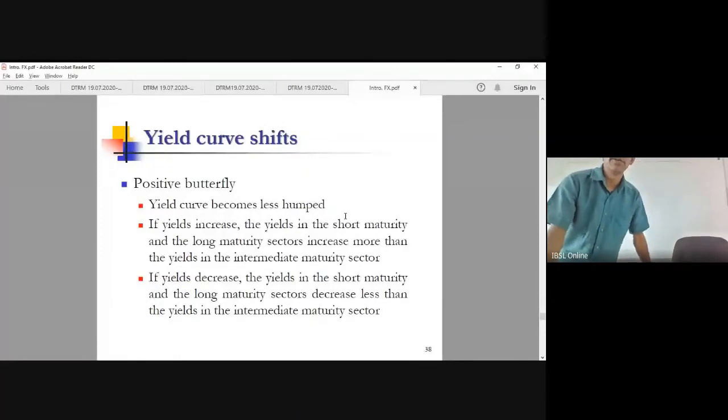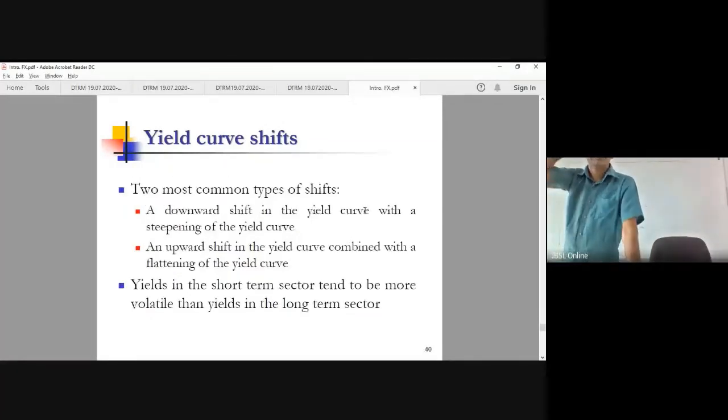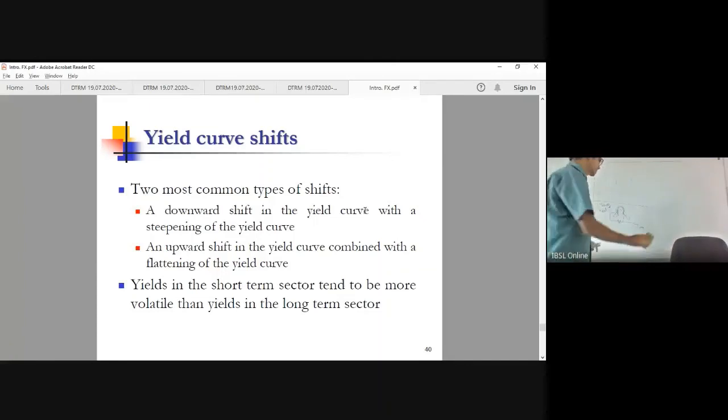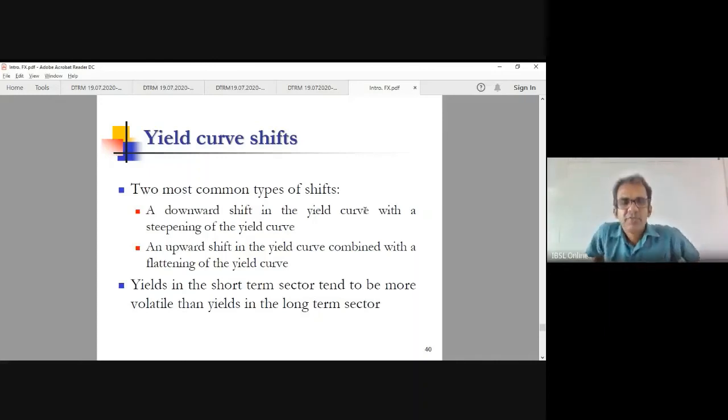So, the positive butterfly and negative butterfly. But the two most common types of shifts are the downward shift and the upward shift. Maybe not parallel, but this is very common. Generally, the curve shifts upward or downward, maybe with some steepening and flattening. That's the most common type of shift, but depending on the economic conditions, that may change. When we see recessions, the curve becomes more inverted. Then you might see not only upward and downward shifts, but the hump or other changes as well.